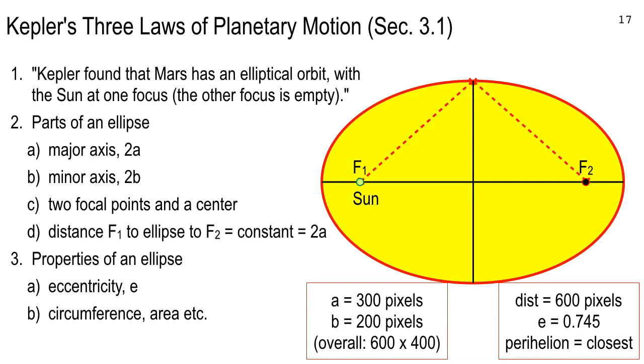The closest point on the orbit is called perihelion. All right? That's an astronomy term. That's this one right here. So if the sun is right here at this focus, here's perihelion. That's where it's closest. And it also happens to correspond to the point where it's moving the fastest. That's another thing that Kepler figured out.